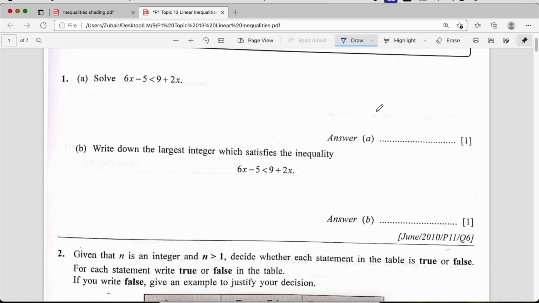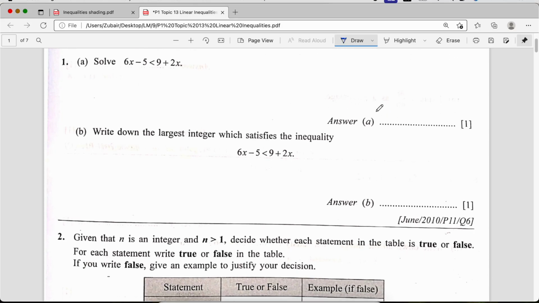Linear inequalities. So we would just simply solve and find x. I'm rearranging, bringing all the x to the left hand side and taking all the numbers to the right hand side. 6 minus 2 is 4x, 9 plus 5 is 14, x is less than 14 by 4. Simplifying these, cancellation, 2 7 times and 2 2 times, that's 7 by 2 or 3.5. So x is less than 3.5.